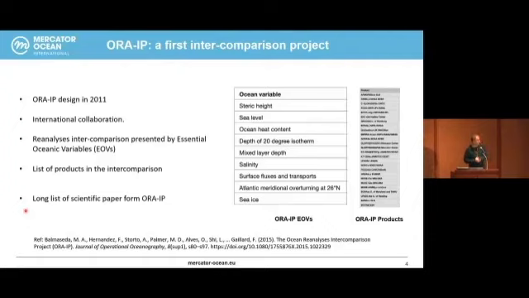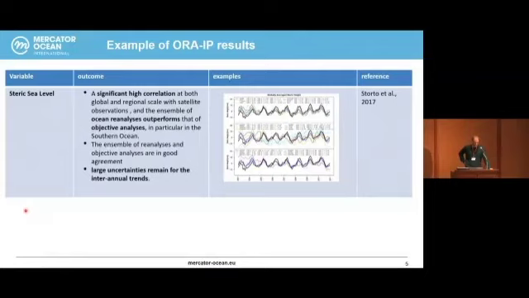The first one is, for example, on the steric sea level, the paper of Storto et al. And we show that there is a clear, significant high correlation between the different products, and also for these variables, the ocean reanalysis outperforms most of the time the objective analysis. But there still remains a large uncertainty for annual trend. This is typically the kind of information we can have thanks to this kind of exercise.